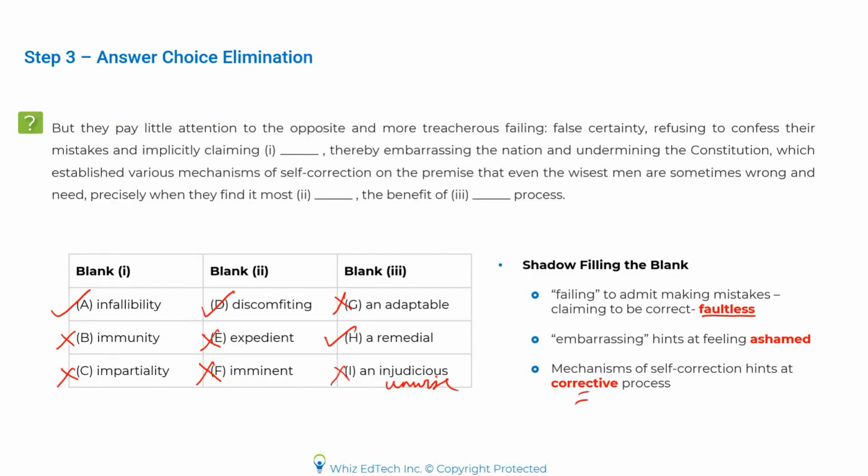Do let me know, guys. Is this clear to all of you? Is this clear to all of you guys? Let me just put up a poll here.